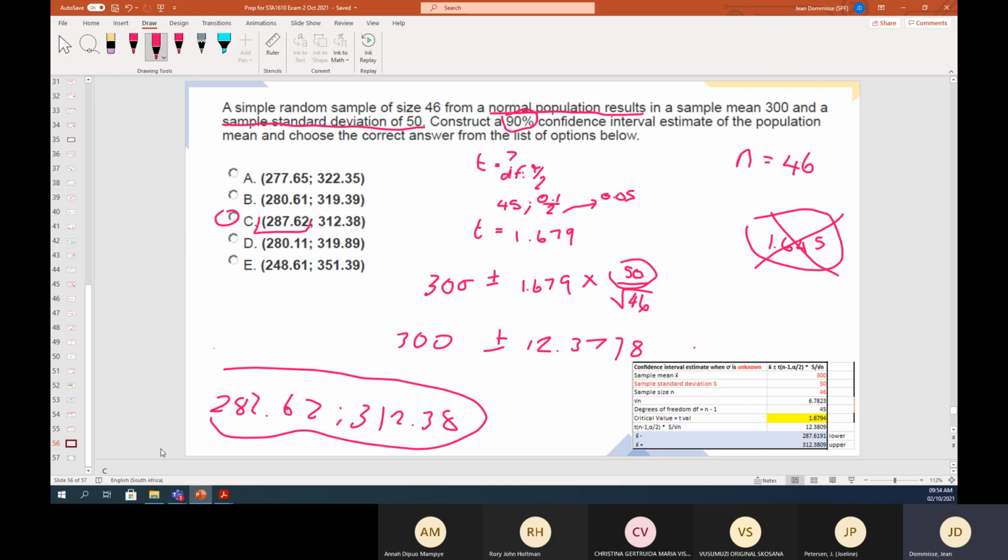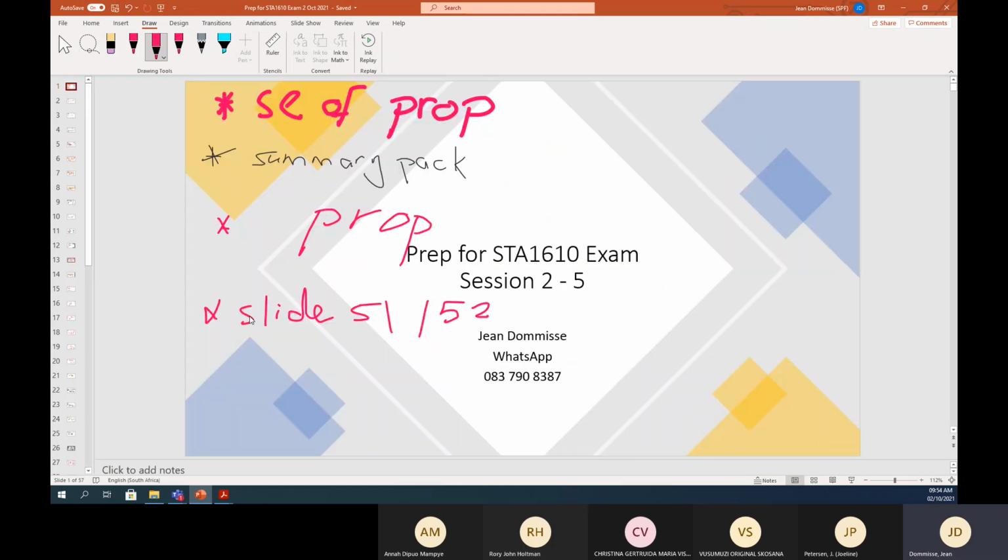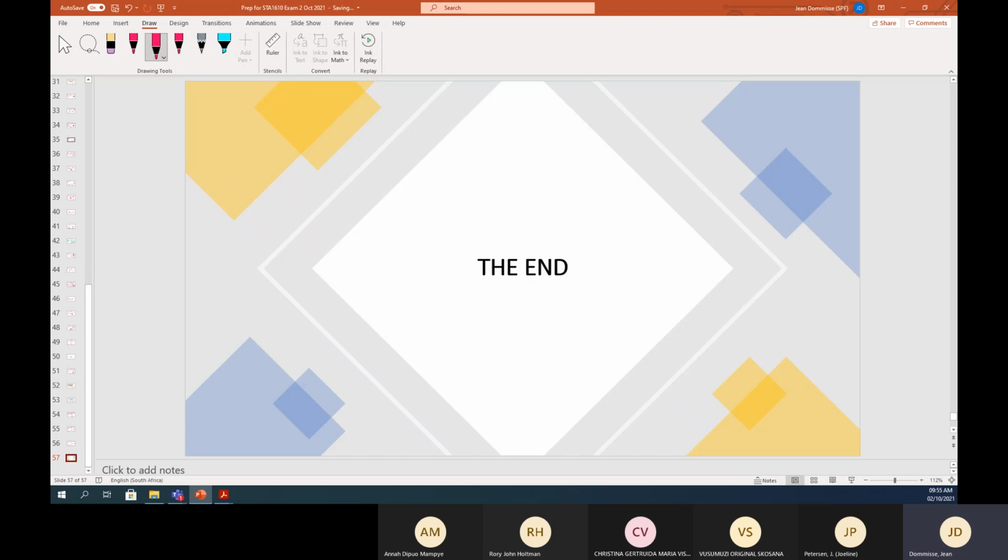I need to add one for confidence interval for proportion as well. So I think we must make sure that we cover that, so that we know that in the exam we have covered everything for you.